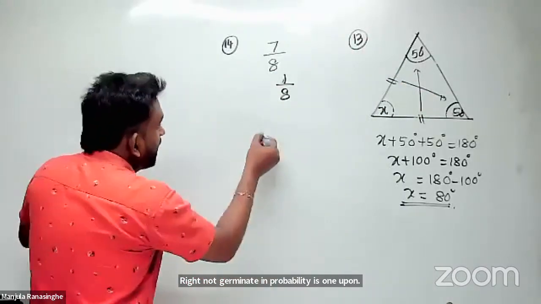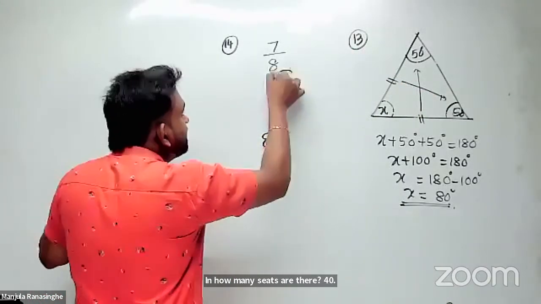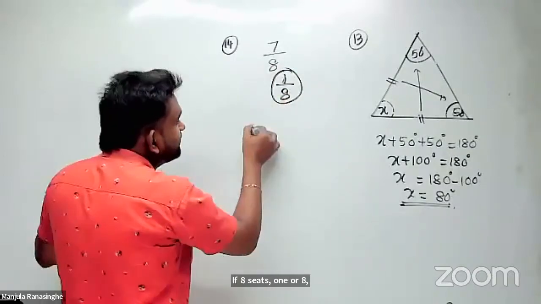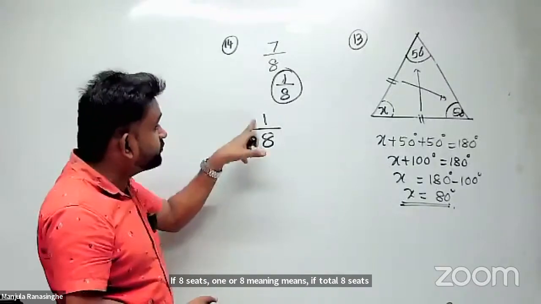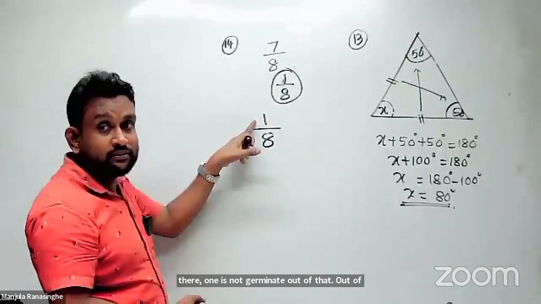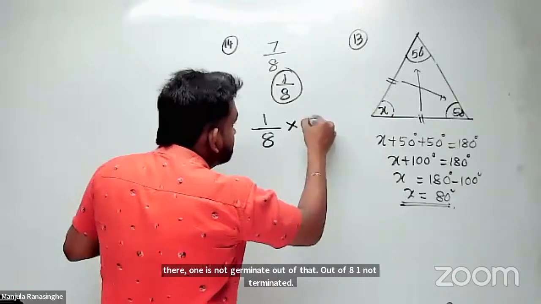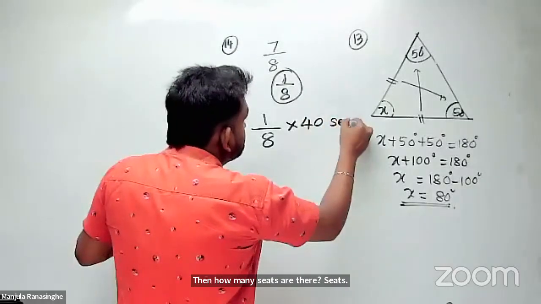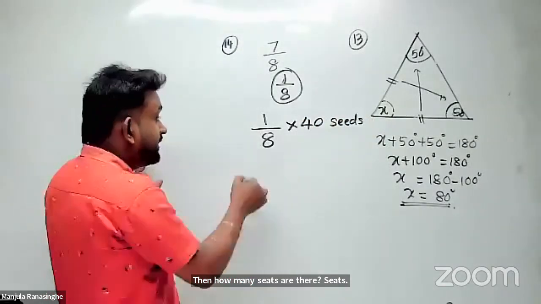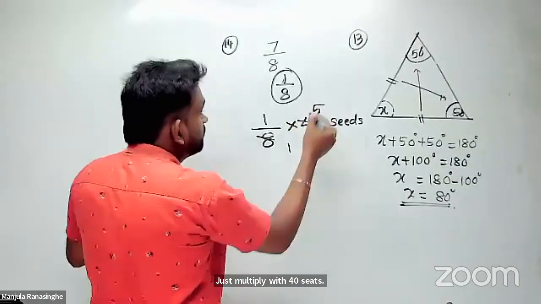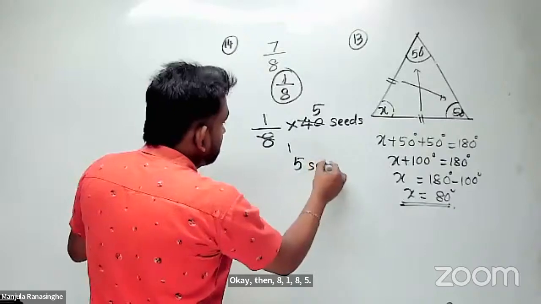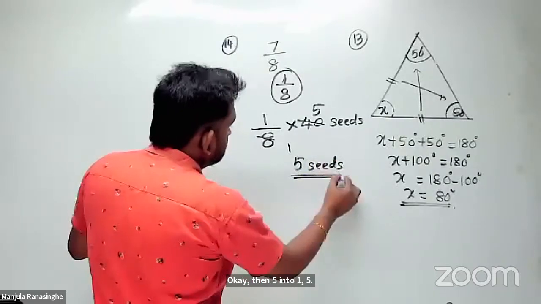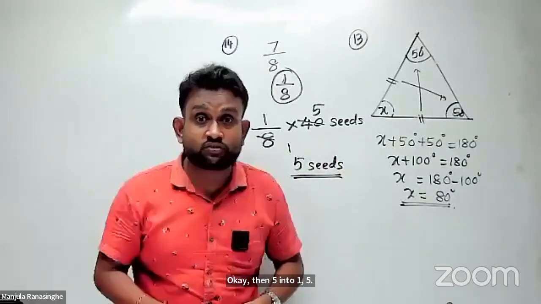There are 40. 1 upon 8 means if there are 8 seeds in total, one is not germinating out of that. Out of 8, one not germinated. Then how many seeds are there? 40 seeds. Just multiply with 40 seeds. 8 into 5 is 40, so 5 into 1, 5 seeds. So 5 seeds are not germinating.